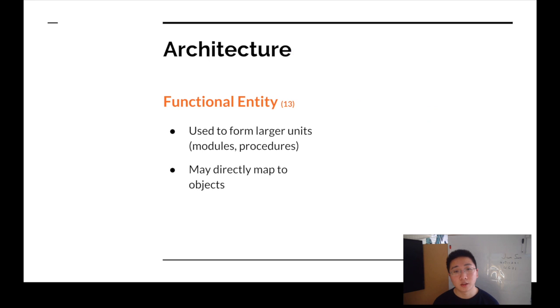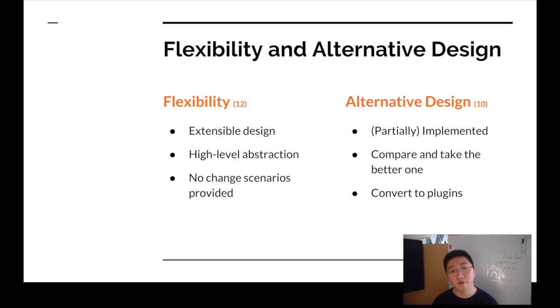We use functional design entities as our building blocks and use them to describe larger units such as modules and procedures. But there's also sometimes we directly map entities into objects in our architecture. We always keep in mind that our system should be easily to be extended, so we provide a high-level abstraction for each component so that we can replace any component without affecting the whole system. But we do not provide any scenarios on changing.